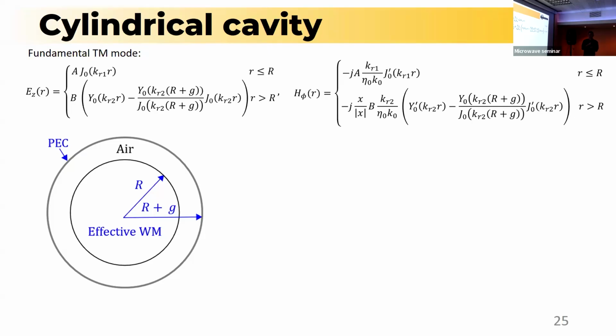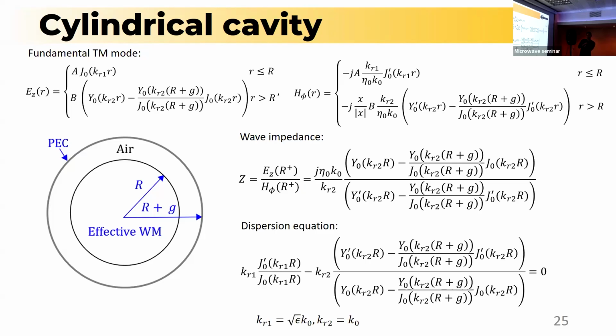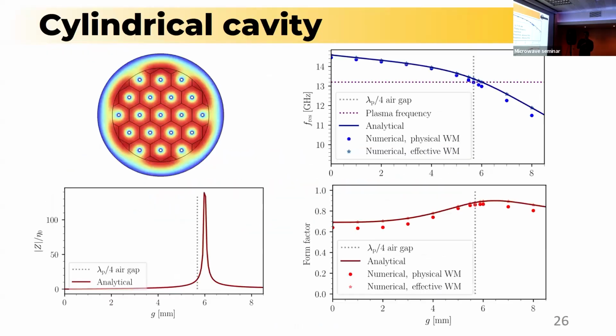And the same idea as before, we can obtain a wave impedance that will be experienced by our effective wire media. This time it depends entirely on the Bessel function, so it will change the analytical results a little bit. And we can also get a dispersion equation to get the resonant frequencies of our cavities, also considering the dispersion in the wire media region and in the air gap region. So the results for this analytical model in the cylindrical cavity are the following.